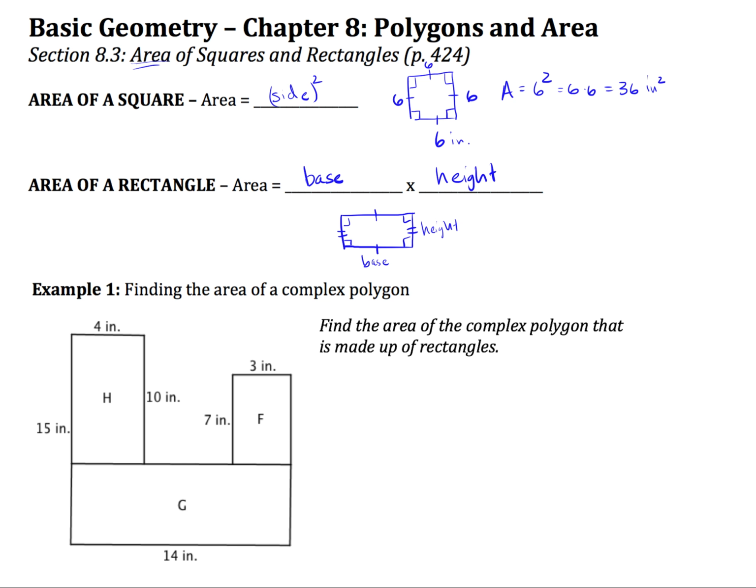So let's grab another color here. Let's call the base over here 8 inches. That color doesn't show up very well. Let me switch to another one.